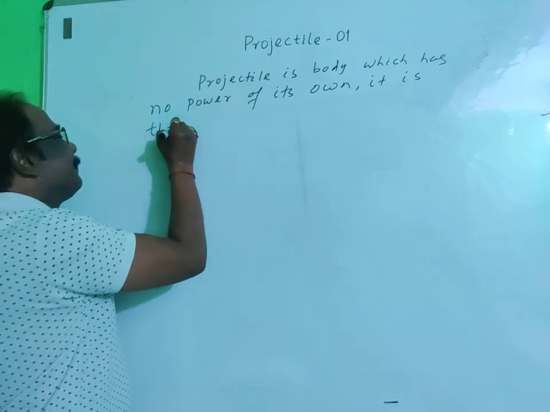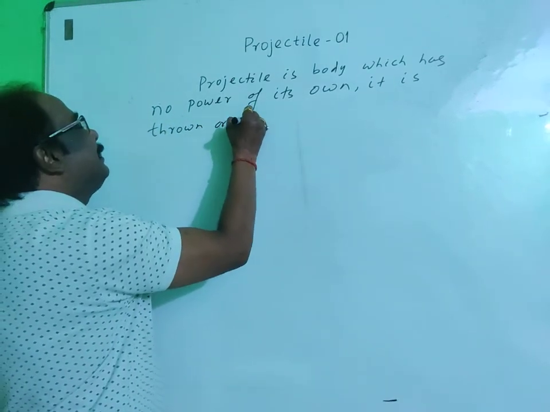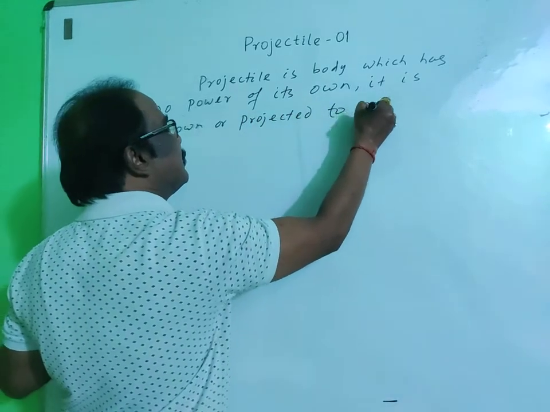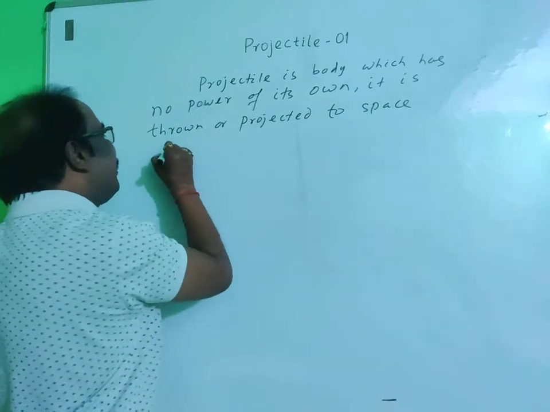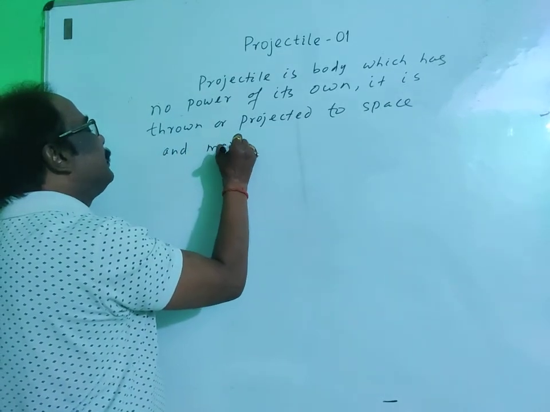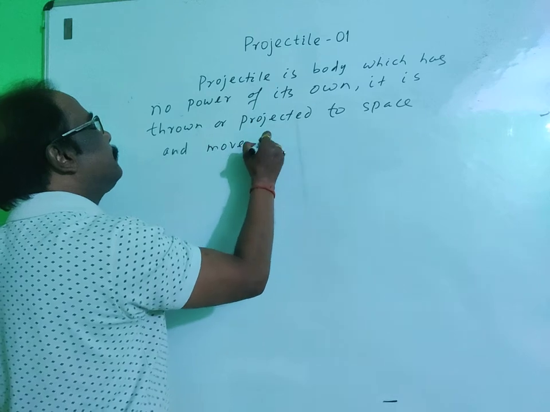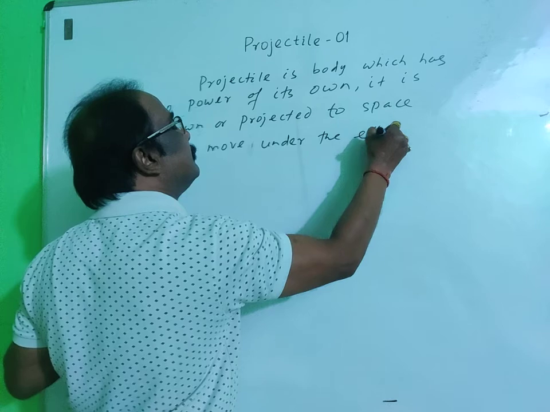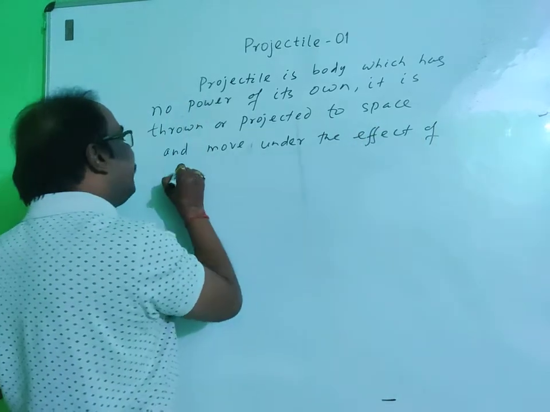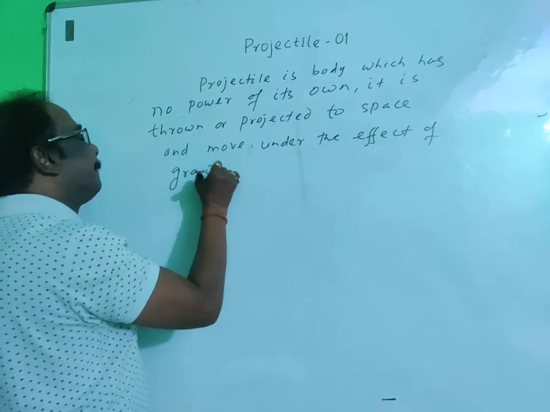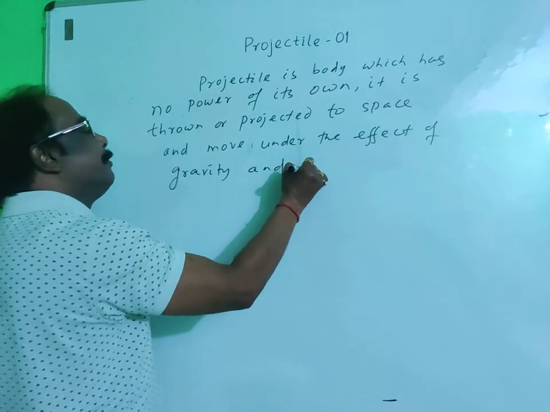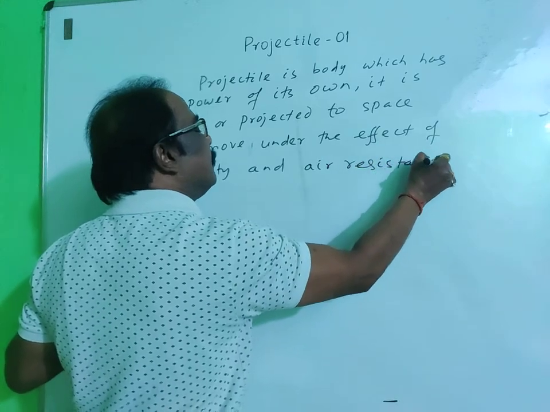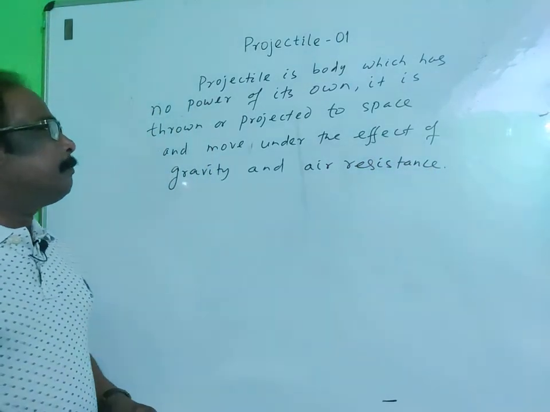thrown or projected to space and moves under the effect of gravity and air resistance. This is the complete definition of a projectile.